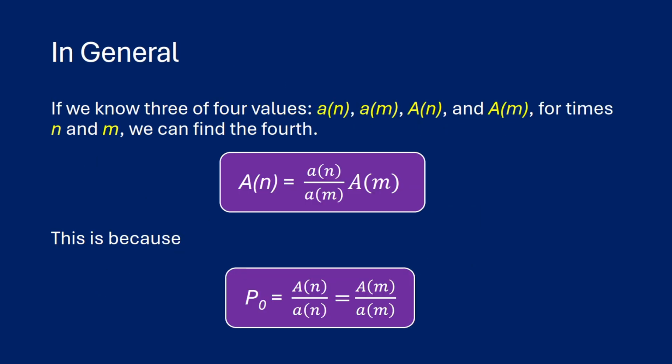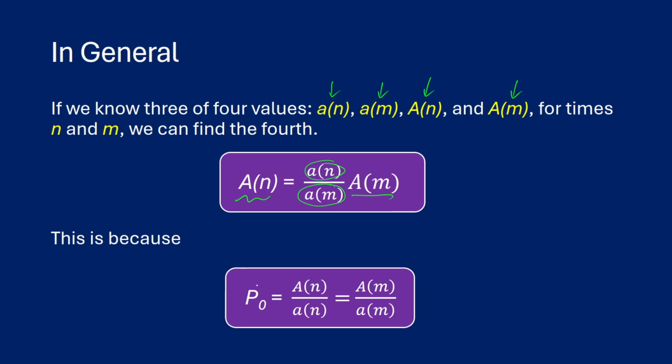Now, in general, we're able to use a little trick if we know the amount at one time and we know the accumulation functions at two times, then we can get the amount for that second time as well. In other words, what I mean here is if we have little a of n, little a of m, big A of n, and big A of m, we have at least three of those, then we're able to find the fourth value. And the general formula is that big A of n is equal to the accumulation function for n divided by the accumulation function at time m, all multiplied by the amount at time m.